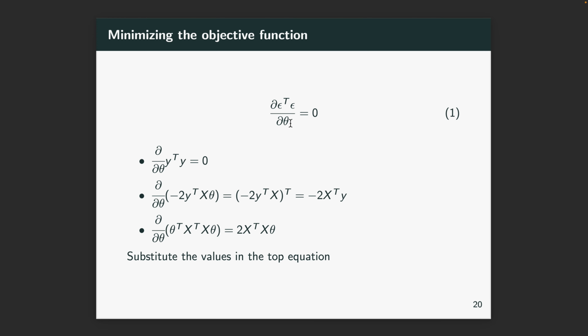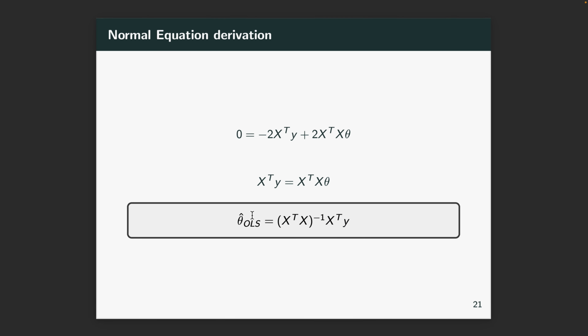We found the gradient with respect to the theta vector of the scalar epsilon transpose epsilon. We set this quantity to 0 to find the minima, and we found theta hat equal to x transpose x inverse times x transpose y. Today we will take a geometric view of this derivation and see if we can come up with the same result or not.